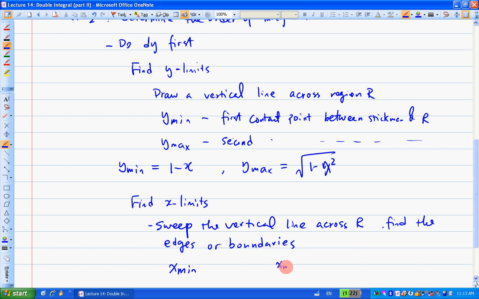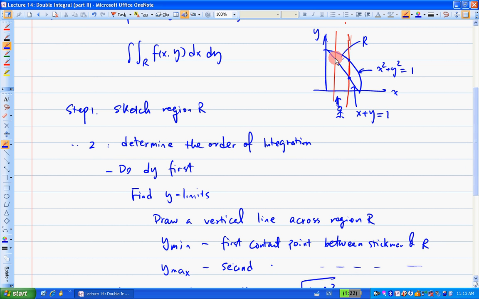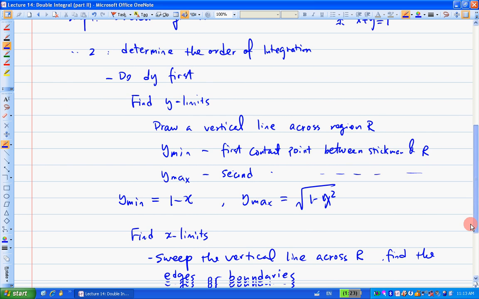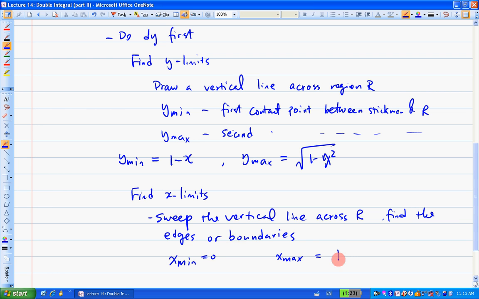So in this particular case, if I look at this one here, where's my x min? x min must be here, right? So that means x min is 0. x max must be here. My drawing is not that accurate, but it's a circle. So if you draw a vertical line here, that line will be tangent to the circle, and at the intersection between this vertical line and the circle right here, the x value must be 1. So your x min is 0 and your x max is 1.